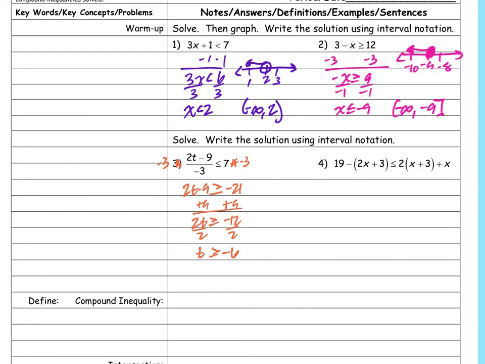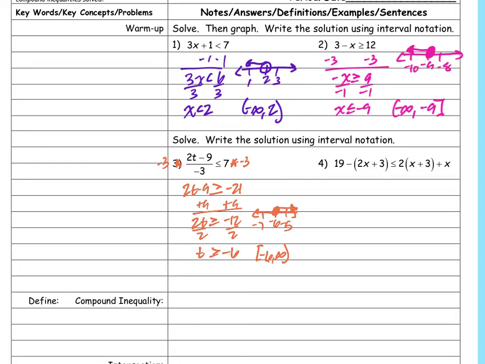So if I was to graph this, I would have negative 6, negative 7, negative 5. Solid on negative 6, and then it would go this way. So my interval notation would be, my least one is negative 6, and it's going to positive infinity. Okay.